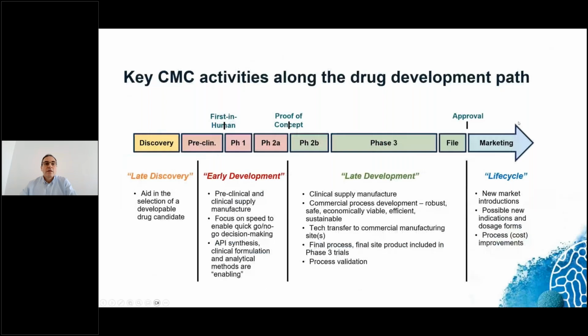Okay. CMC activities play an important role across the whole drug development path that can be roughly split into 4 phases. The late discovery stage on the left, which involves the selection of the most promising drug substance, followed by the early development stage, which involves first clinical trials. Next comes the late development stage, yielding the filing and approval of the pharmaceutical product. And finally comes the commercial stage on the right, shown here as the marketing stage, which involves life cycle activities of the pharmaceutical product.